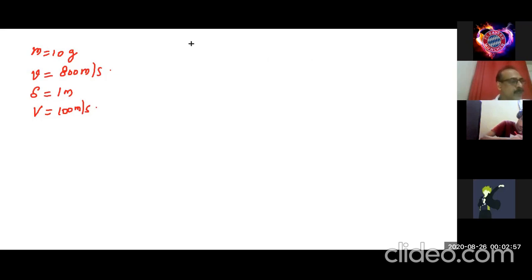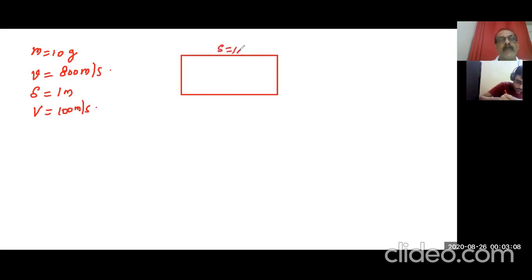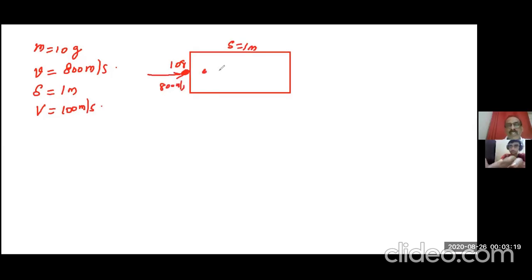Sir, here the average resistance is meant as the work done by the mud wall, right? Yes. Suppose this is the mud wall. Total length of the mud wall is 1 meter. A bullet of mass 10 gram hits here with a velocity of 800 meter per second. While traveling through the mud wall, this mud wall offers the resistance, opposition force. Finally, this velocity comes to 100 meter per second.